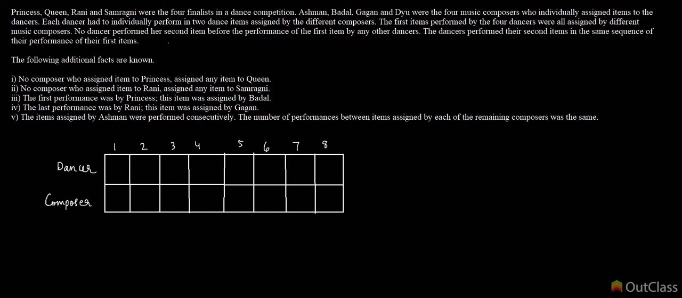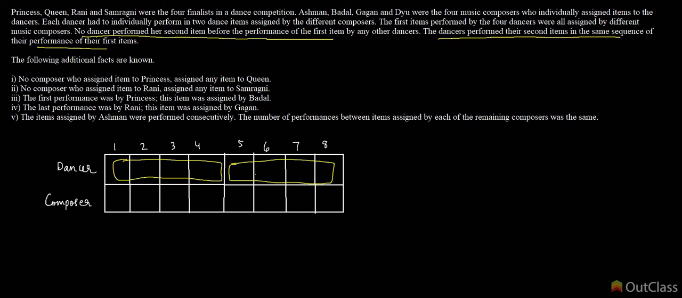So the main para tells us that no dancer performed their second item before the performance of first item of any of the other dancers. So slots 1 to 4 everybody danced once, and slots 5 to 8 everybody danced the second time. Also the dancers performed the second items in the same sequence as the performance of the first items. So the same sequence that is in 1 to 4 is repeated in the same order in 5 to 8.